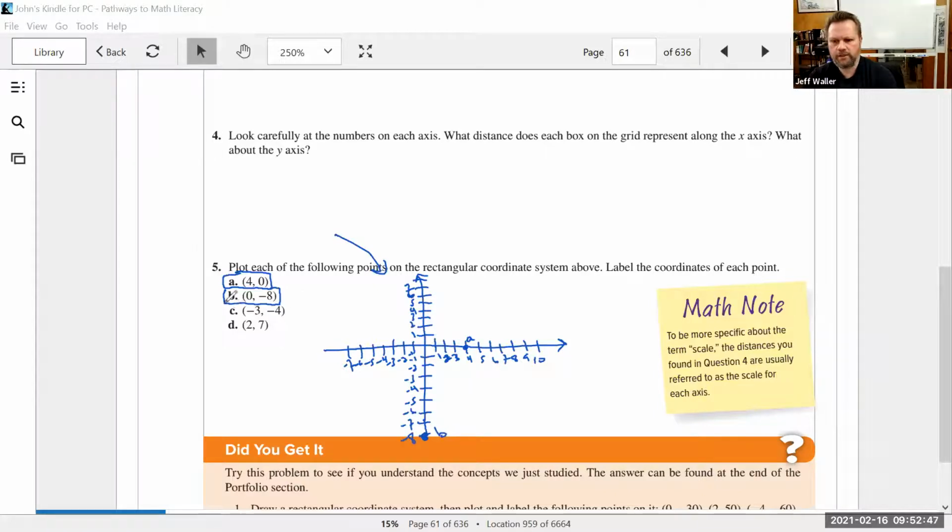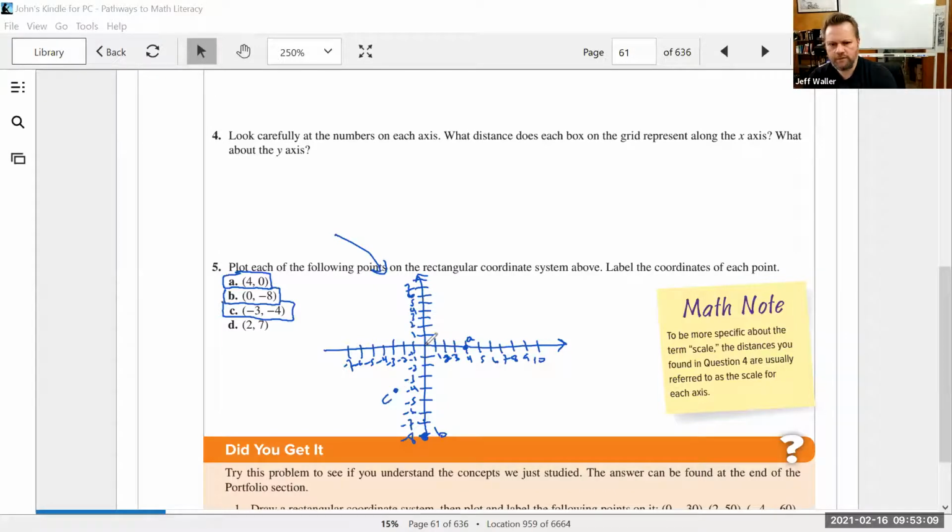So now -3, -4, I've got a couple steps to take. -3 means go back 3. And then I got to go down 4. So that'll be right there. And that's point C.